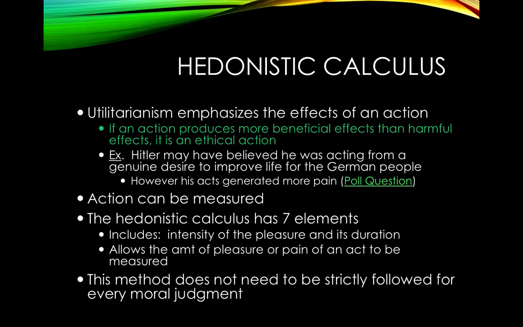So utilitarianism emphasizes the effects of an action. So if an action produces more benefit than harm, it's an ethical action. But let's think about this. Hitler may have believed he was acting from a genuine desire to improve life for the German people, but his acts generated more pain. So these philosophers are going to argue that action can be measured. And the hedonistic calculus has 7 elements, 2 of which are the intensity of the pleasure and its duration. So this allows the amount of pleasure or pain of an act to be measured. And it doesn't need to be strictly followed for every moral judgment.